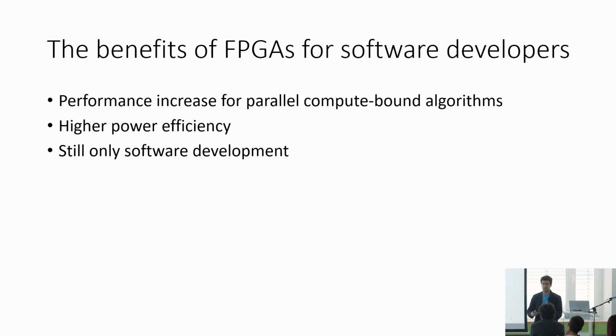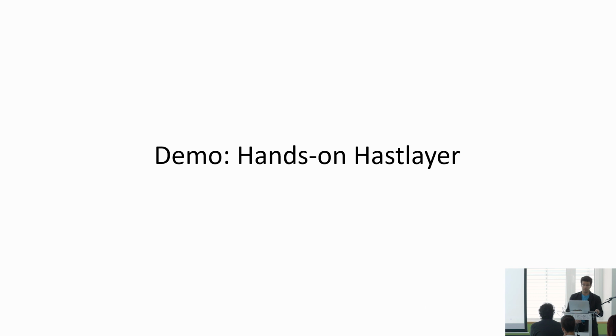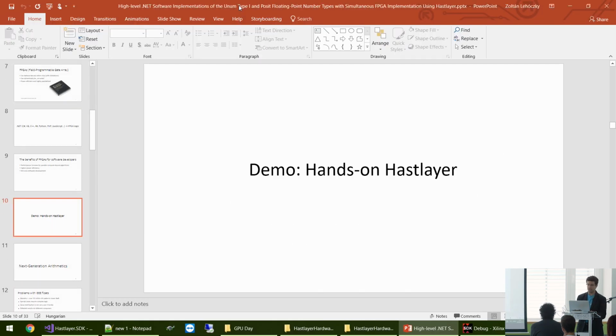So all in all, what we would like to have with Hastlayer is that we want to offer all the computing benefits of FPGAs to all of us software developers. So if you have a compute bound, CPU bound application or algorithm, which is highly parallelizable, then with FPGAs you can get a substantial performance increase. And at the same time, you get this with a higher power efficiency, so you can compute more things with less amount of electrical power. And with Hastlayer, all of this is just software development as usual. So let's see how Hastlayer works and how you would work with Hastlayer.